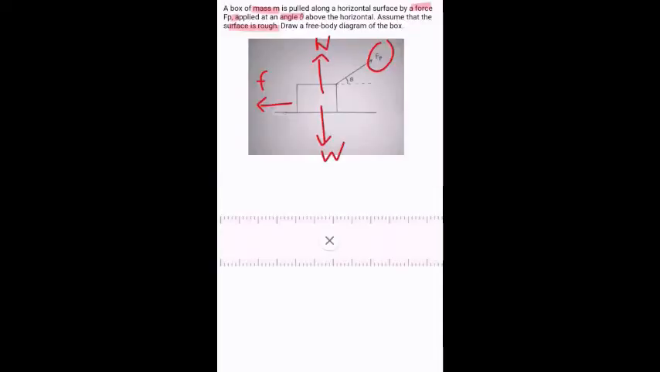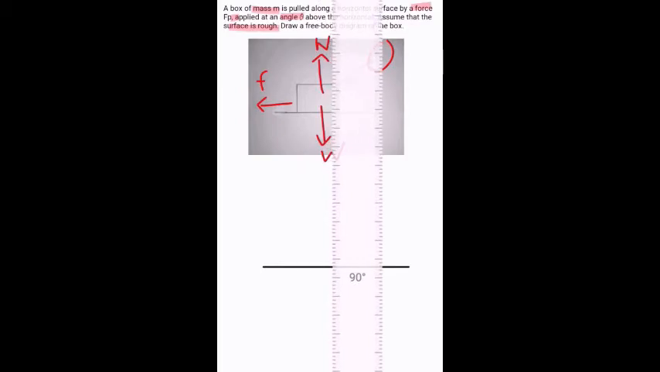For the first step, you need to identify all forces on the object. So based on this diagram, you can identify friction since it's on the rough surface, normal, weight, and force. So proceed to the second step. You need to draw a coordinate system. So you need to draw the x-axis and y-axis.